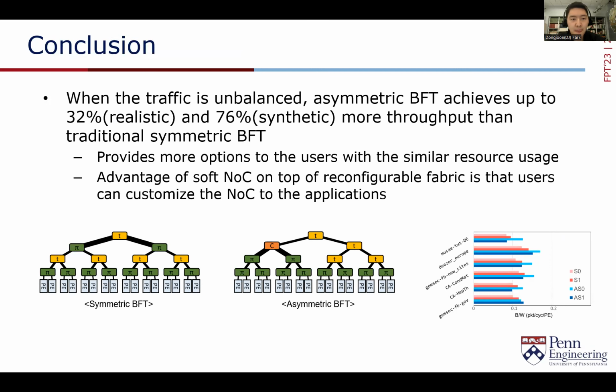In conclusion, when the traffic is unbalanced, asymmetric BFT achieves up to 32% and 76% more throughput than traditional symmetric BFT. This work provides more options to the user with similar resource usage. Remember, the advantage of soft NoC on top of the reconfigurable fabric is that users can customize the NoC to the application.